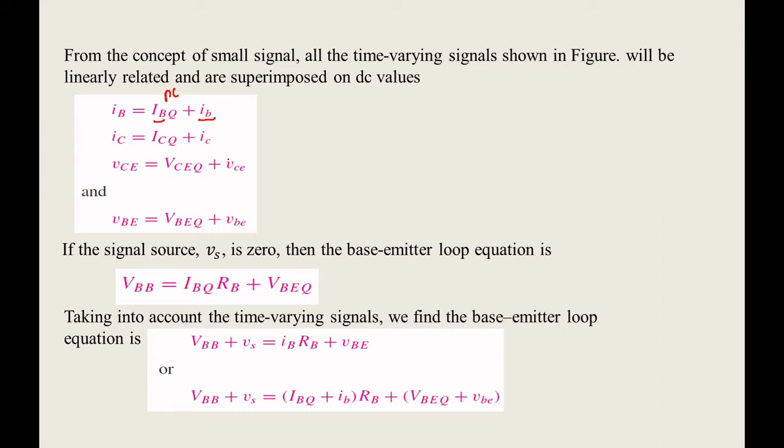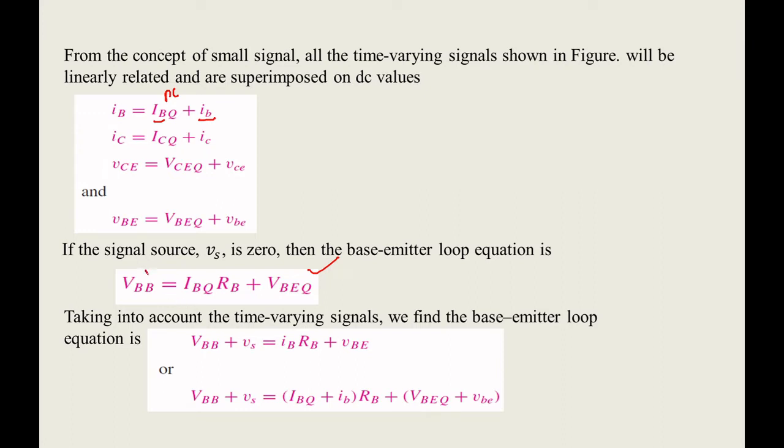So what you want to understand is that your AC values are superimposed on the DC values. That gives you the total instantaneous values. If you consider your signal source is 0, you might write VBB equal to IBQ RB plus VBQ. This is your DC equation.